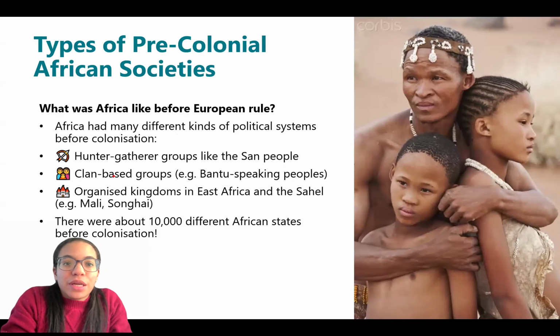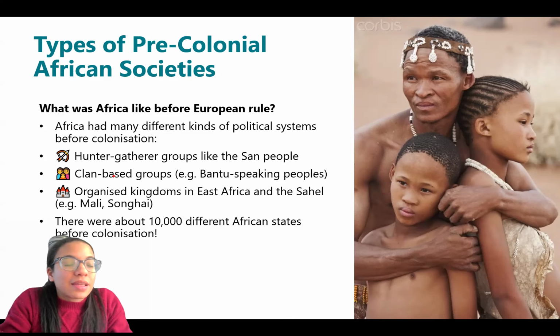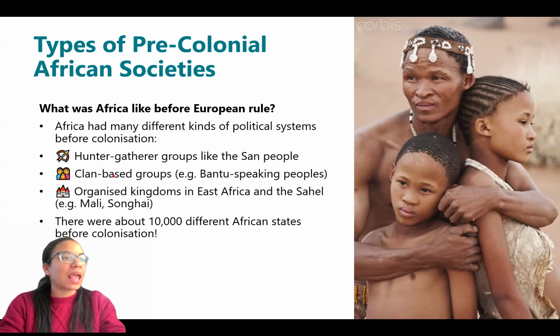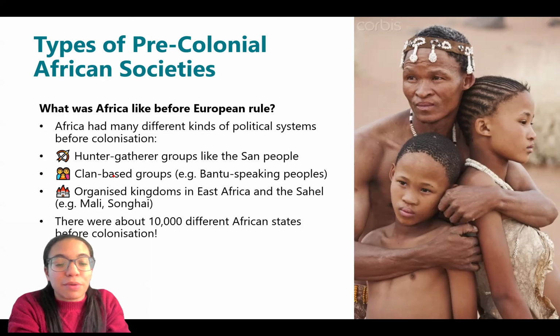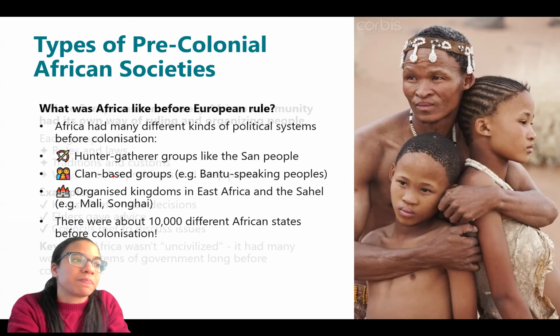So what are the types of pre-colonial African societies? Firstly, Africa had many different types of political systems. You had the hunter-gatherer groups like the Khoi and the San, which you also did in primary school. You had clan-based groups, which was family-based. So instead of hunting and gathering, you would live within your clan or within your family. And then in other cases, you had organized kingdoms. That's where you have a king and a queen, and princess and prince, and then everybody from different families are all together. And there were about 10,000 different African states before colonization. A lot of them were completely wiped out by colonization. Some of them were split up, had to form new groups, etc.